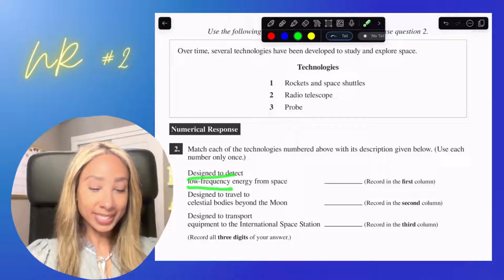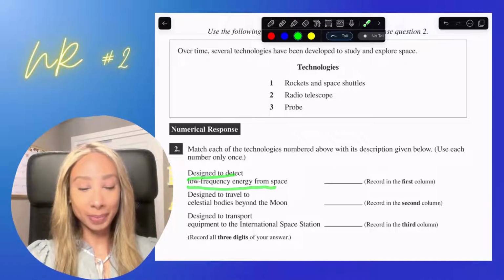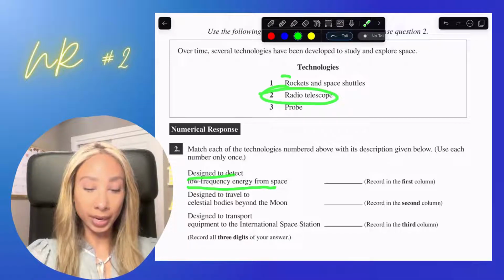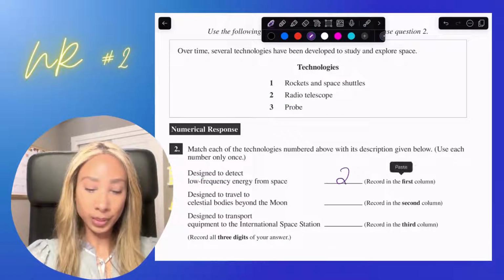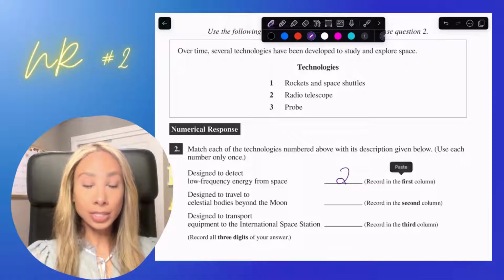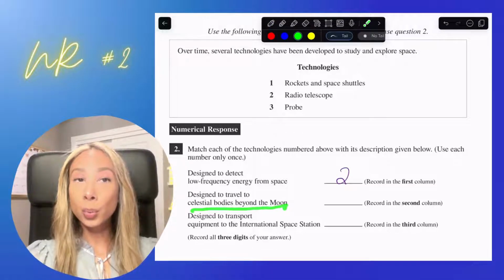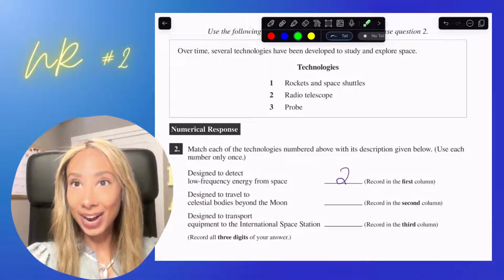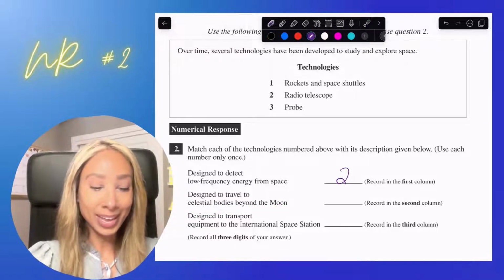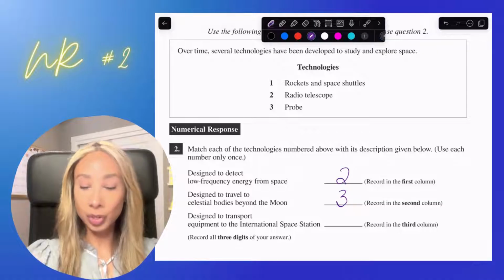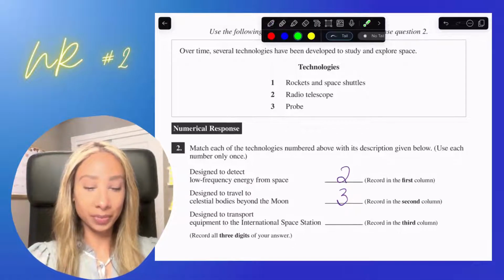So if we're designed to detect low frequency energy from space, we know that one's going to be our radio telescopes. So that one's going to be 2. Designed to travel to celestial bodies beyond the moon. So we're sending things, again, past our orbit, past our moon. That one's going to be 3, just our probes, and it does give us quite a bit of information.